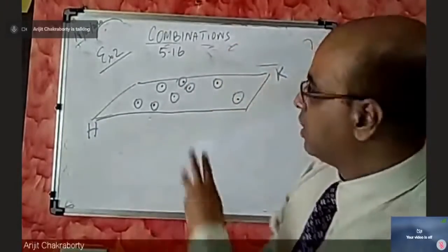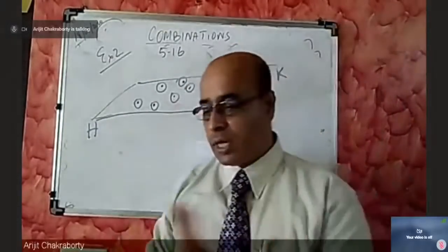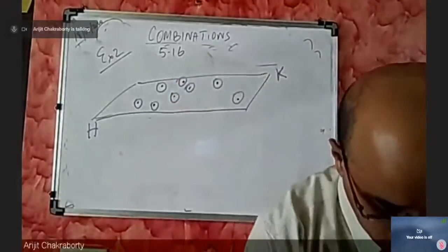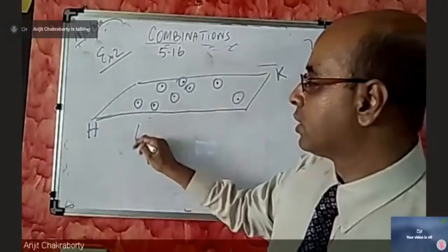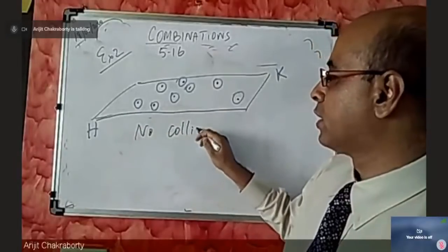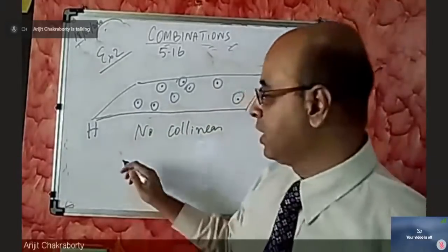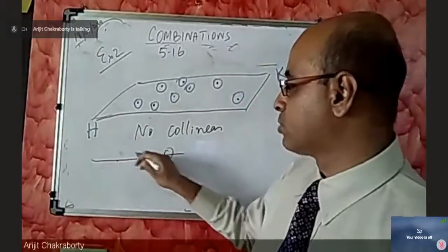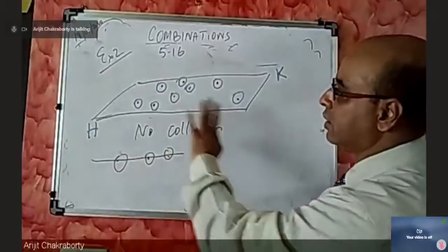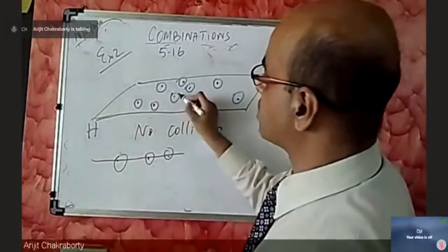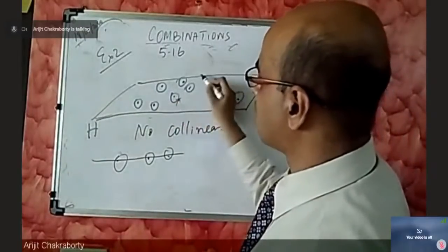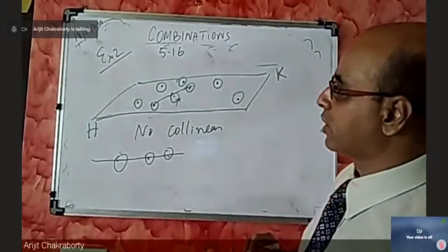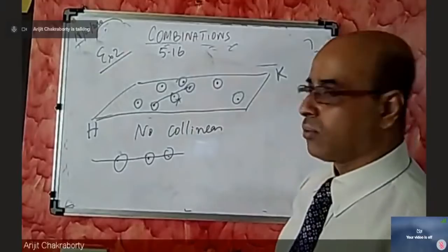And any 3 points are not collinear. You know what is called collinear points. Collinear points means the 3 points are on the same straight line. So here none of them are on the same straight line. Even this point which you see is not on the same straight line. The straight line is this. This is not on the same straight line. Okay, different.